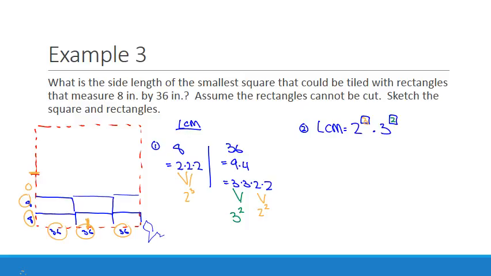So now I actually have the answer. I just have to convert it to a nicer form. 2 to the third is 8, 3 squared is 9, so 72. That means this side length is going to be 72 inches. So 8 plus 8 plus 8 plus 8 will eventually equal 72, and 36 plus 36 equals 72 right away. If I redrew this, it would look kind of like this, with skinny long tiles all the way through. All right, so that's how we do that third example.